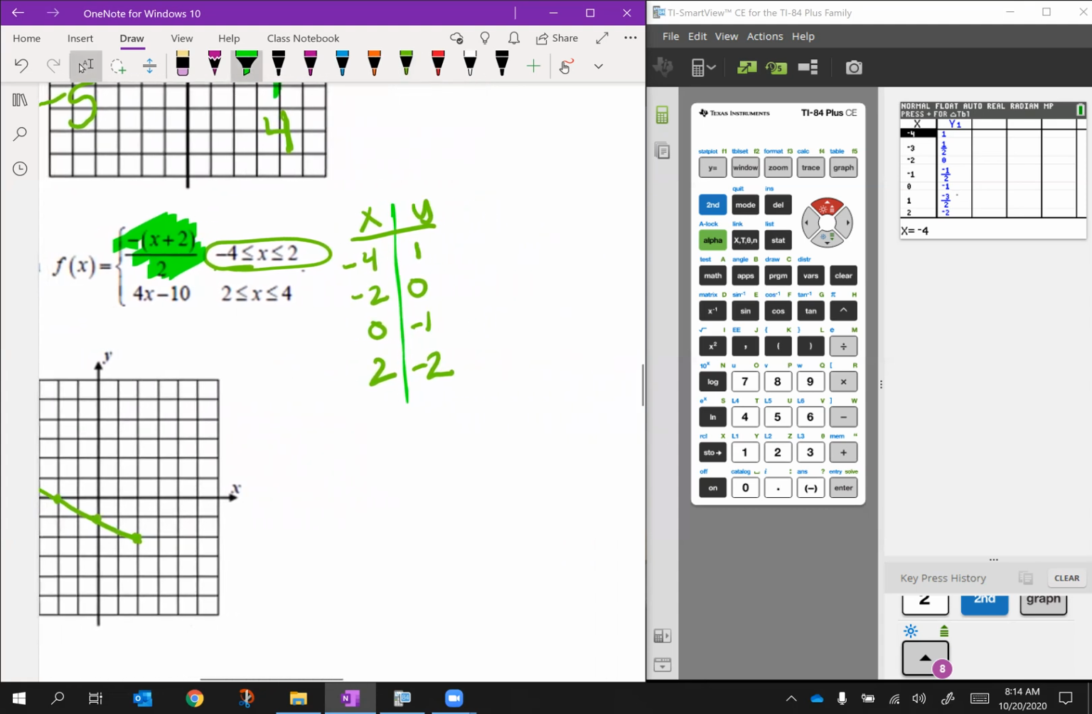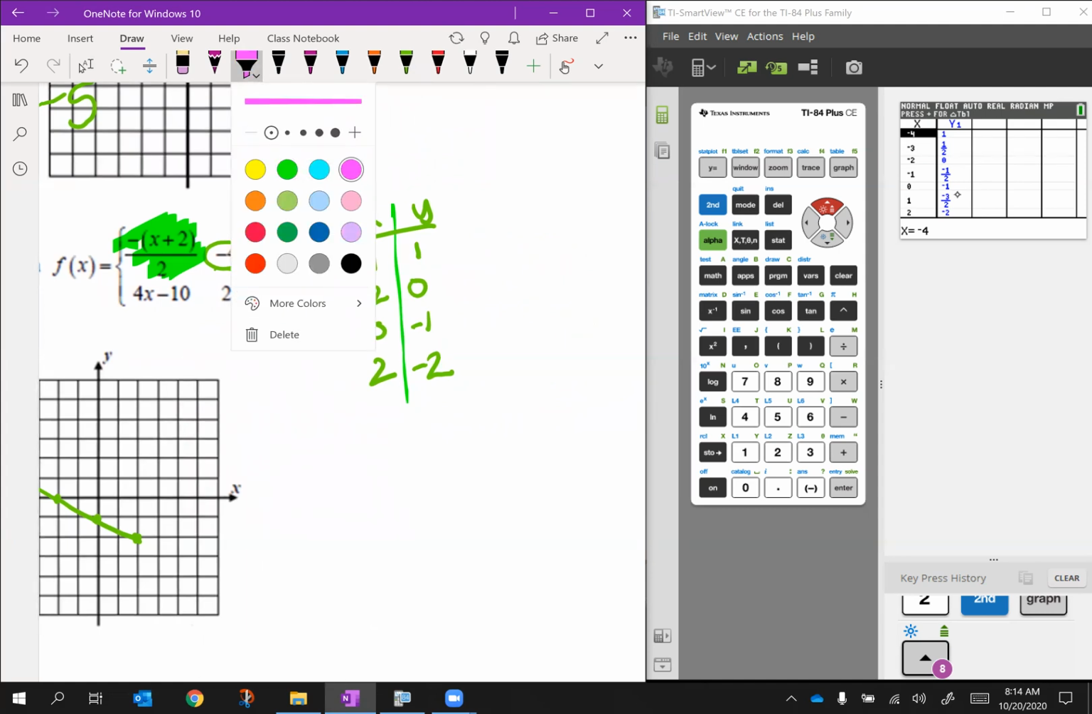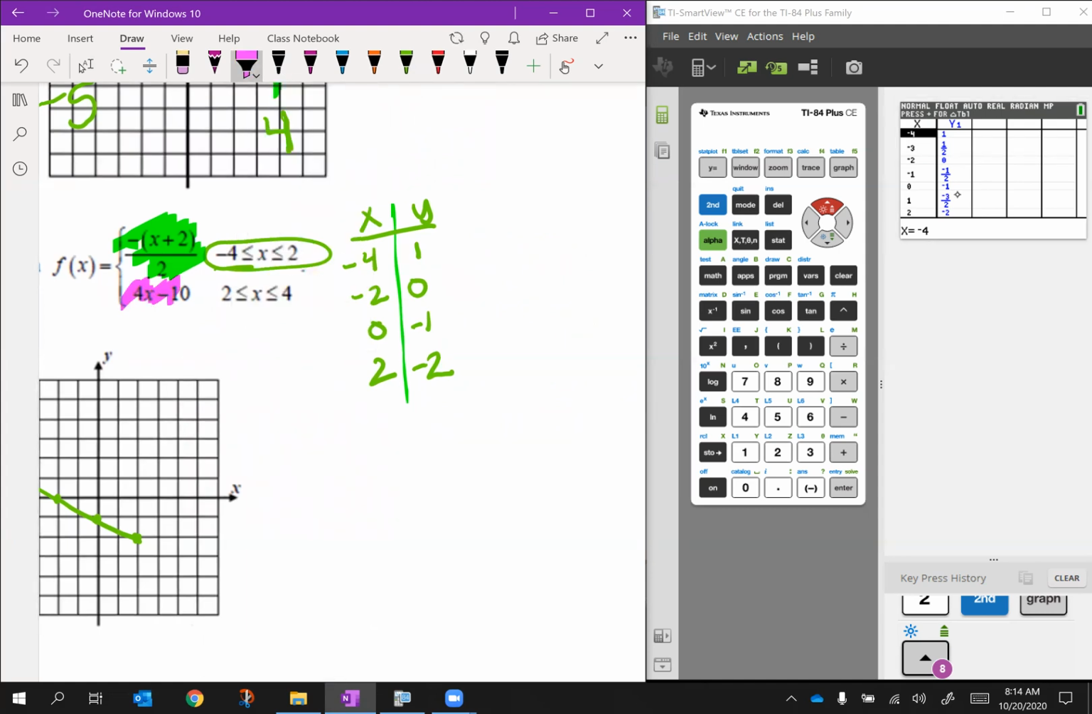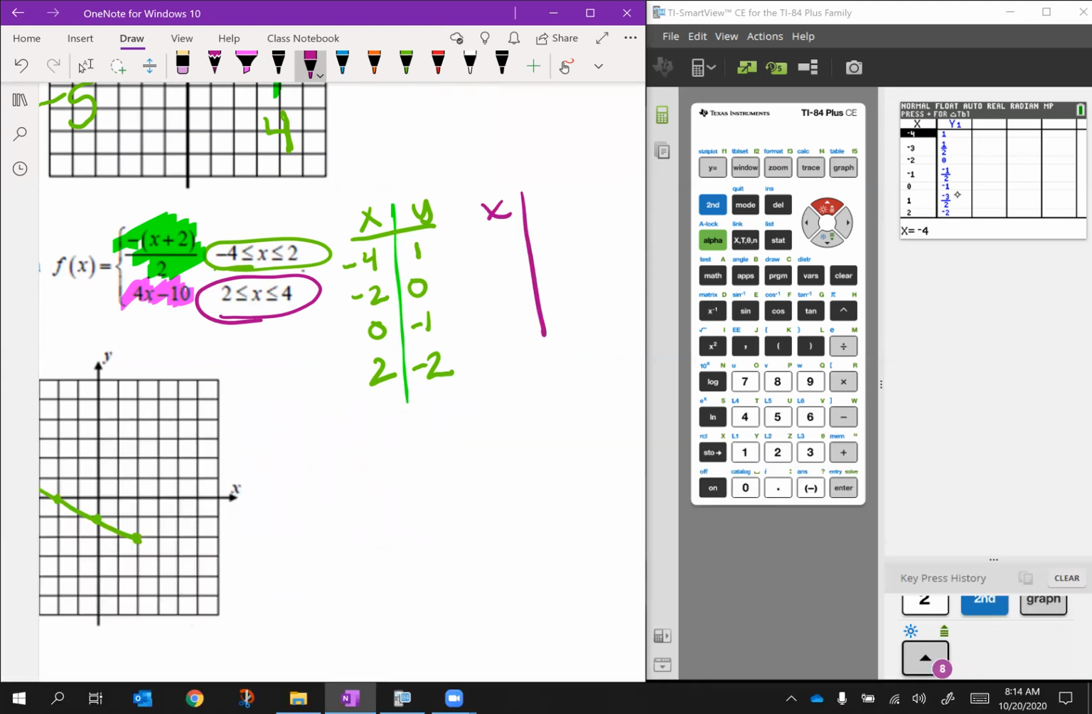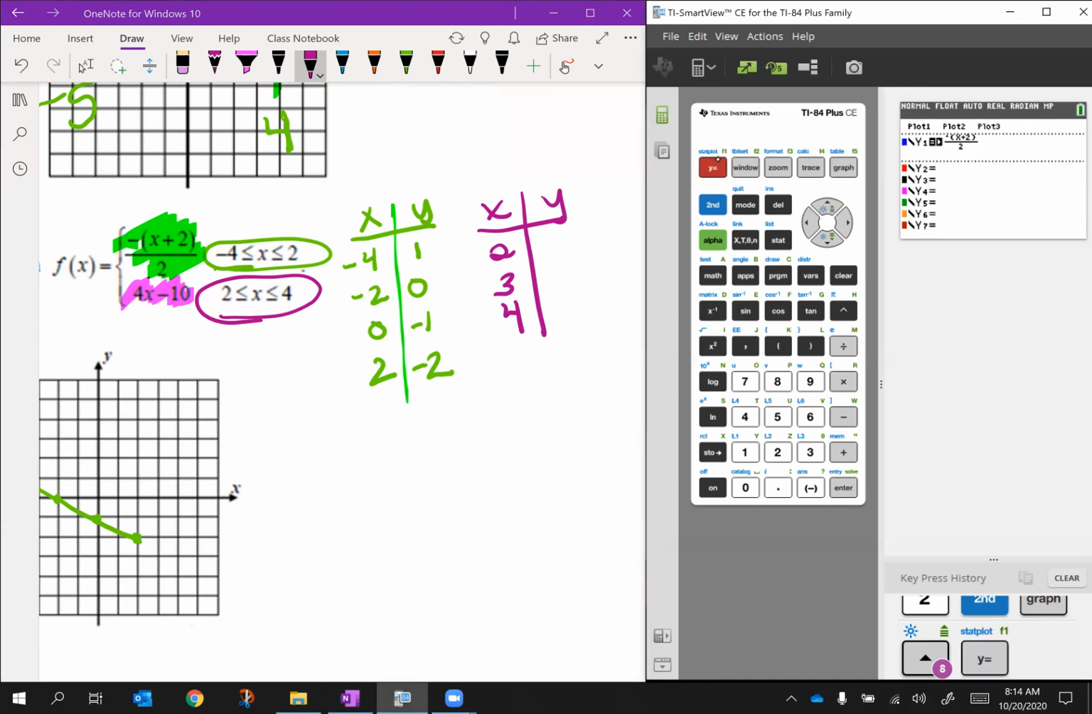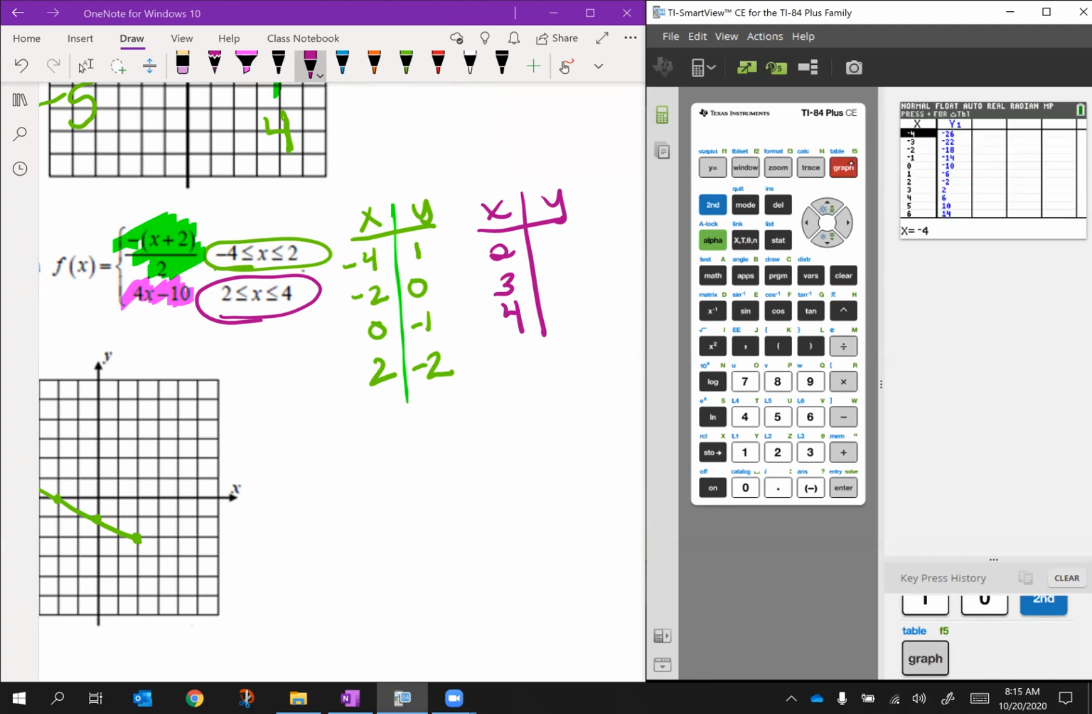Now we'll do the other one. We'll use pink this time. So this one is only from 2 to 4. So now I'll use pink and I'll say x, y. So I'm using 2, 3, and 4 to graph this. In my y equals, I'm going to type in the new function, clear out the old. 4x minus 10.